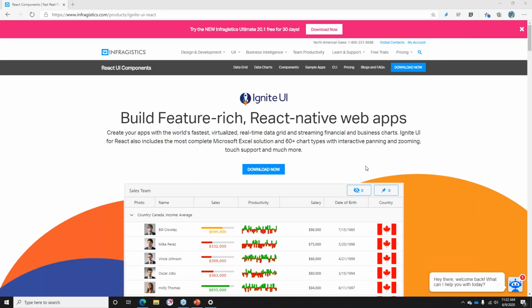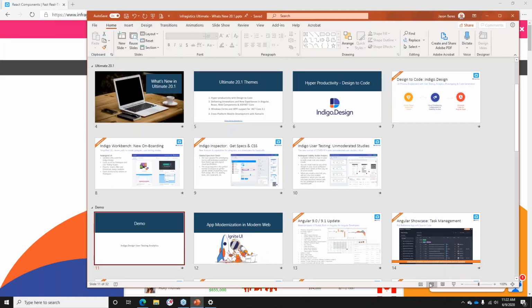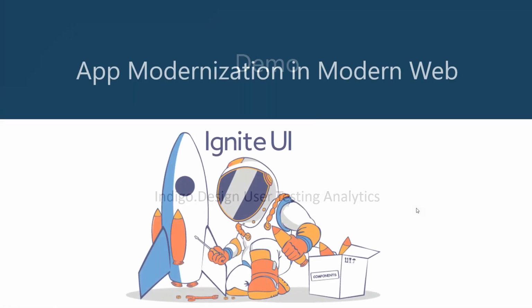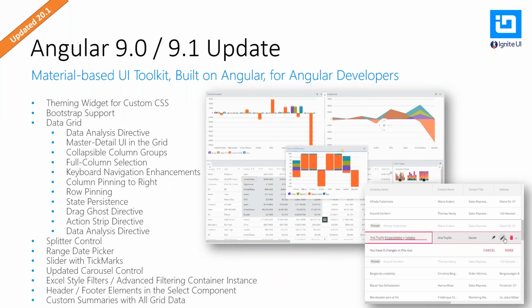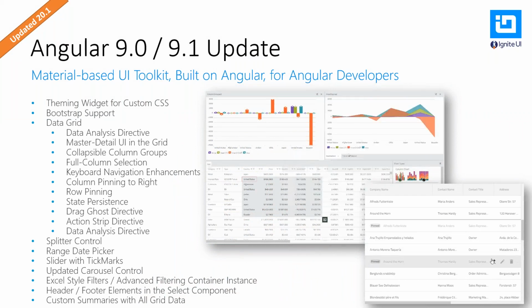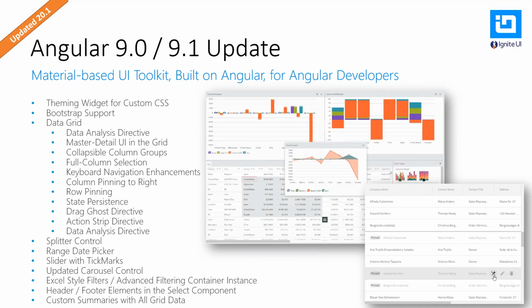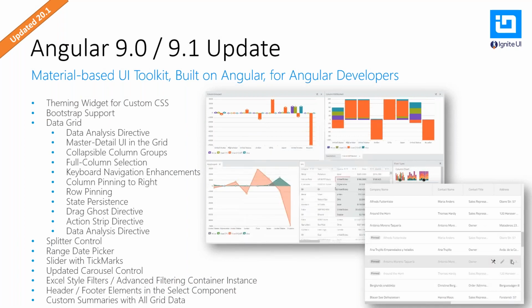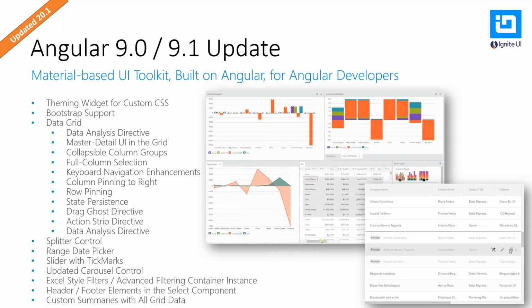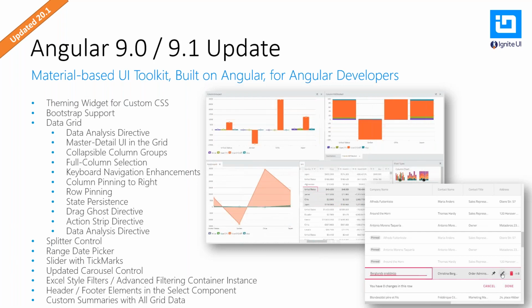So let me go back to our slides here, and I'm going to keep moving right along and talk about app modernization in the modern web, of course, with Ignite UI. So with this release, we sort of culminated this Angular 9 and Angular 9.1 update. With these products, we actually release monthly, if not sooner, very rarely, a little bit later. But the idea is we're on a continuous delivery cycle.